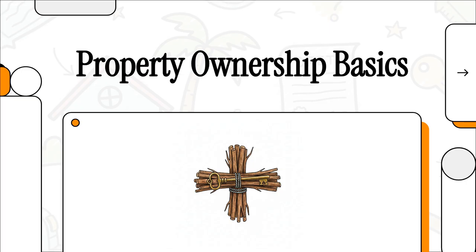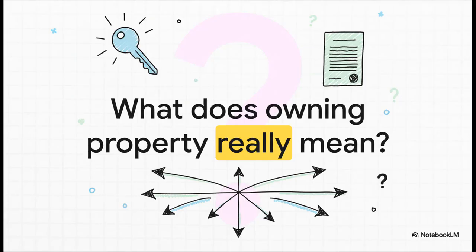And we're going to do it using key insights from Lesson 1 over at Nemorize.com. That's spelled Nemorize.com. So let's just start with the big question. What does owning property really mean? Is it just about having the keys in your hand and a piece of paper with your name on it?